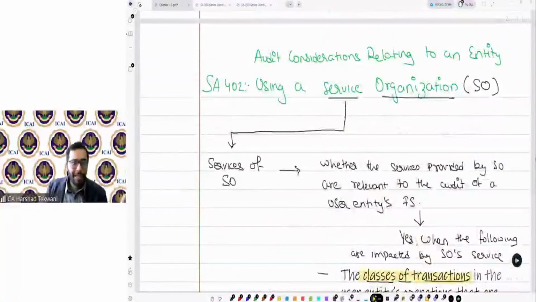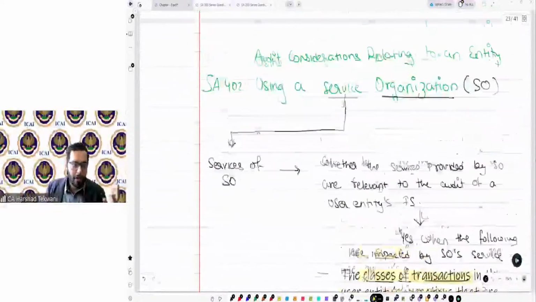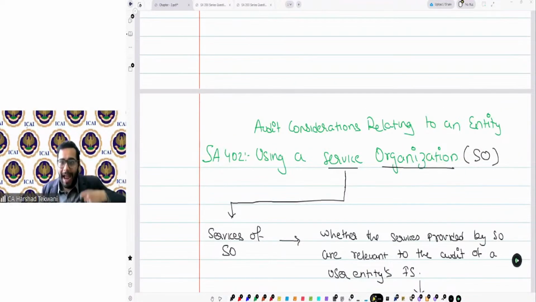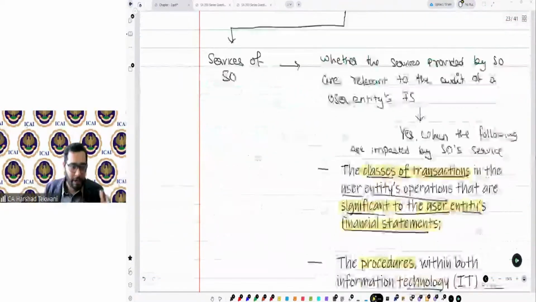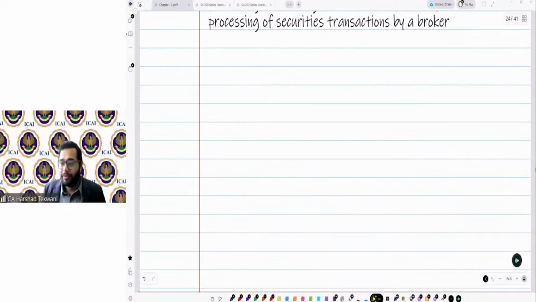Now, we understood which entities we need to consider a service organization and which are not. And why is this necessary? Because if we are able to identify a service organization correctly, then the next step comes into the picture: what information we need to collect. If you identify a service organization, then what next?